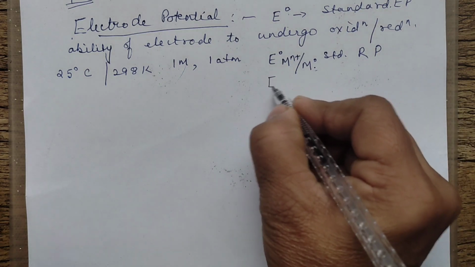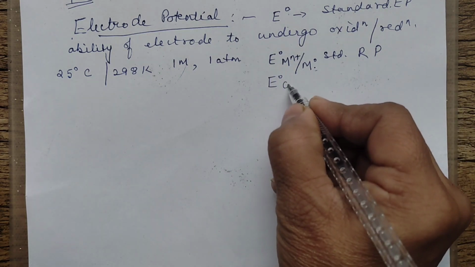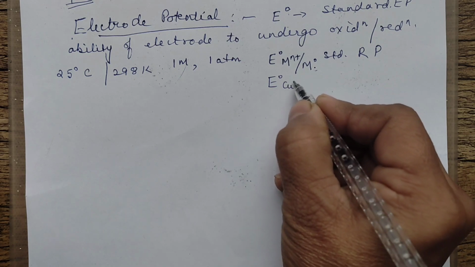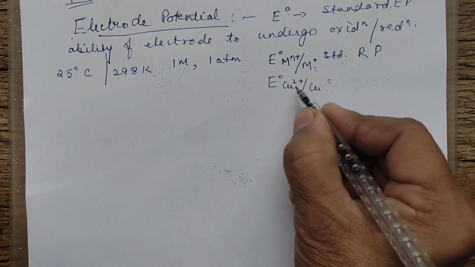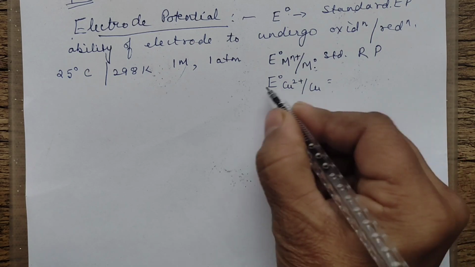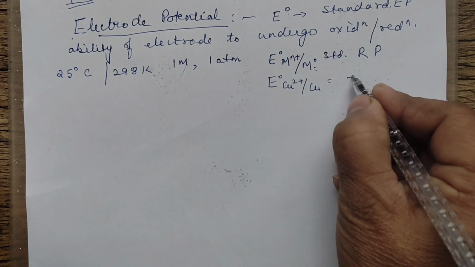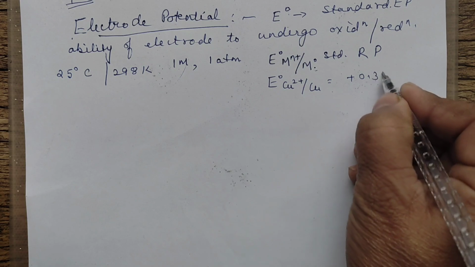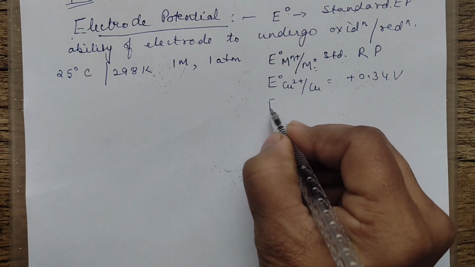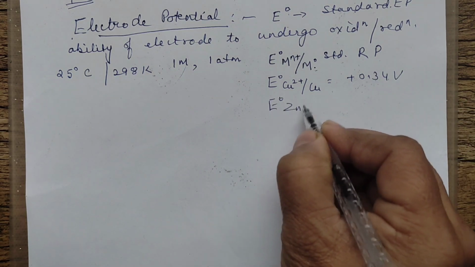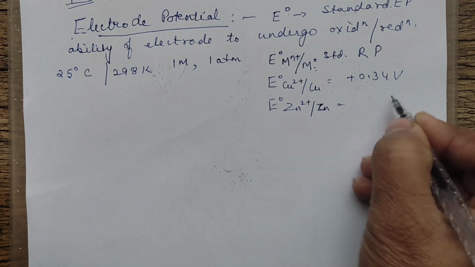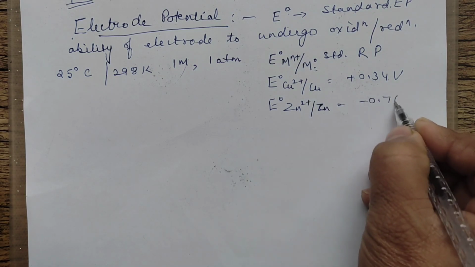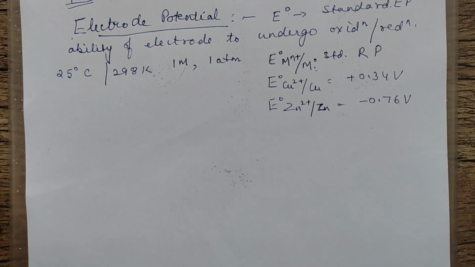For example, you can see, say E naught Cu2+/Cu. This will be read as standard reduction potential of copper, and the value is 0.34 volt. And if I talk about zinc, it is Zn2+/Zn, and the value is minus 0.76 volt. Okay, this is standard reduction potential of zinc.